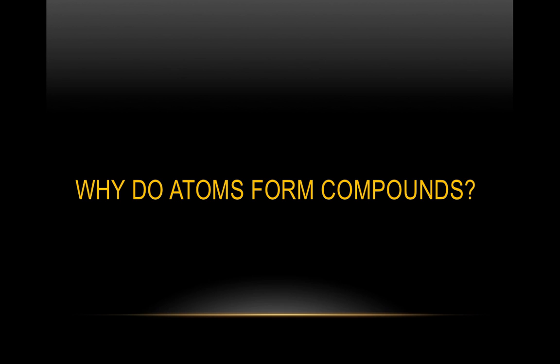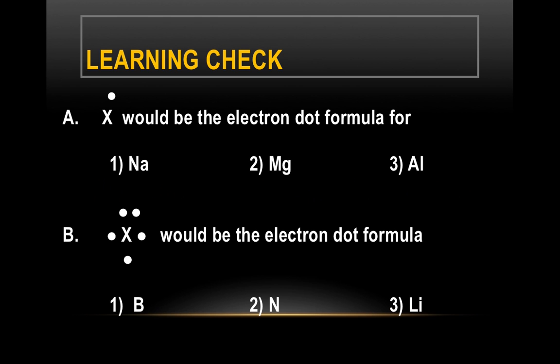Okay, so first let's start with why do atoms form a compound? That's a pretty important question, and let's do a little learning check. If we look at the Lewis dot structure of this mystery element right here, it has one electron in its outermost valence shell. Which of these three would look most closely like it? Go ahead and pull out your periodic table, and the correct answer would be sodium. What about this one down here? Five outer valence electrons is going to be nitrogen. Sodium's in group 1, nitrogen's in group 5.